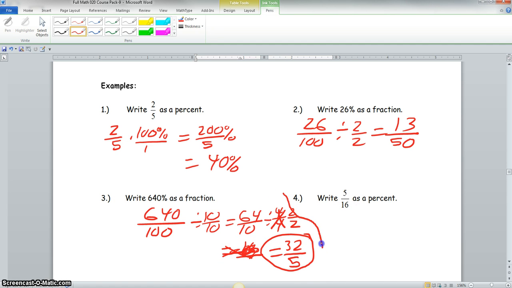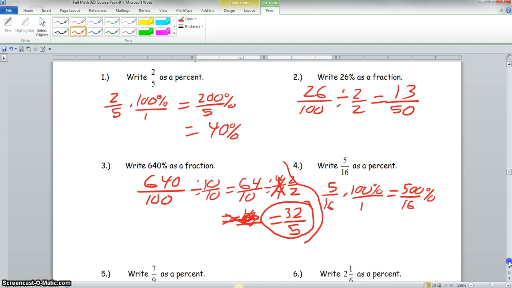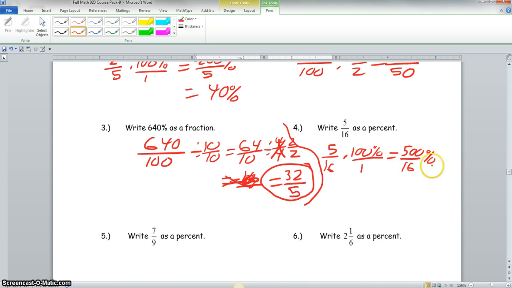Now we go here to number 4. We want to write 5/16 as a percent. So what we would do is we would take 5 over 16 times 100% over 1. So 5 times 100 is 500 over 16%. Now, again, you can take your calculator. Now, what I'm going to do here, I'm going to simplify this because I'm working this without a calculator. So I would divide both of these by 4, and that would give me 125 over 4%.